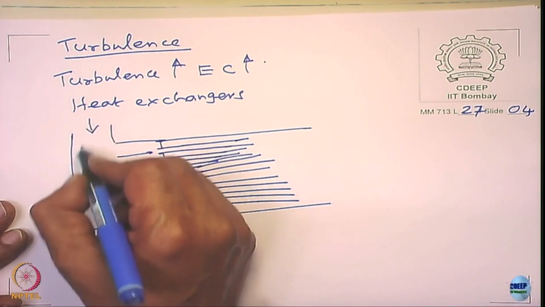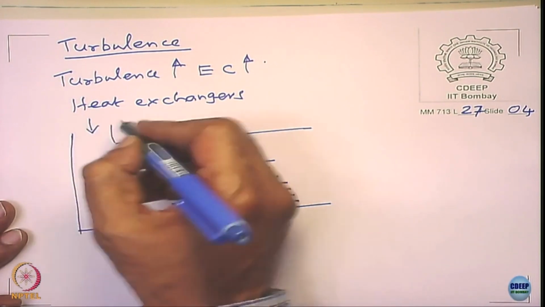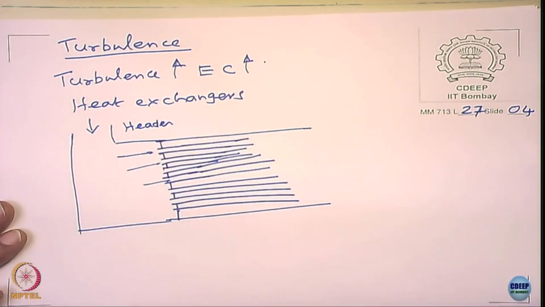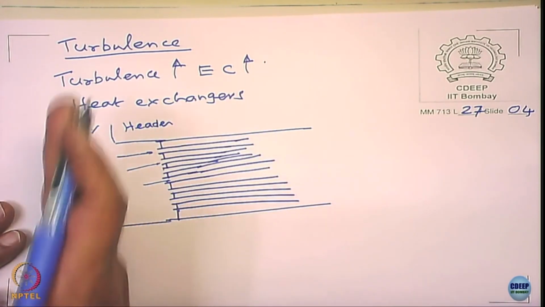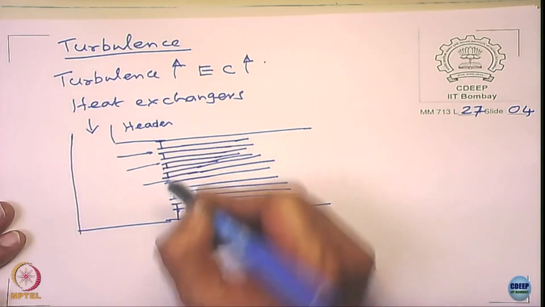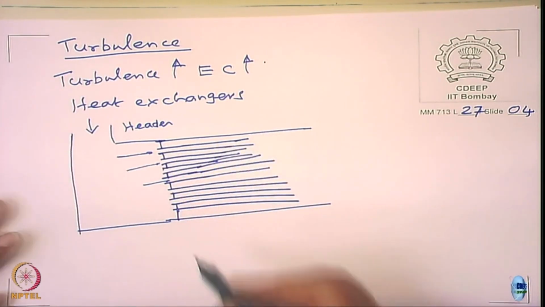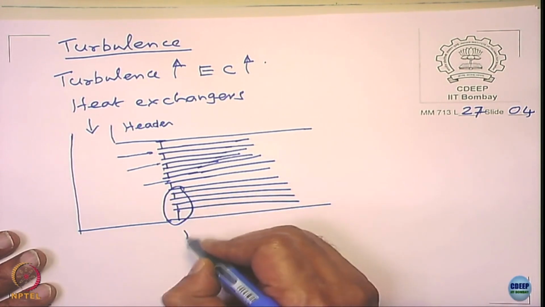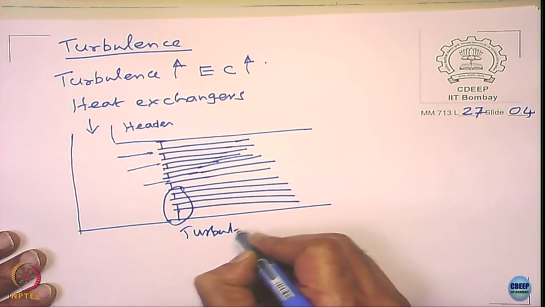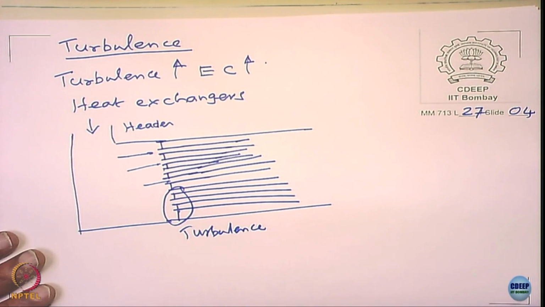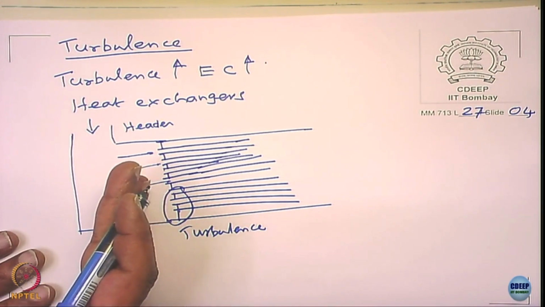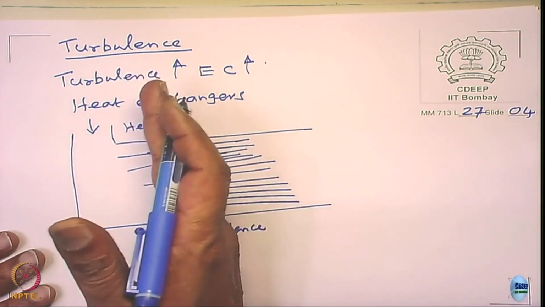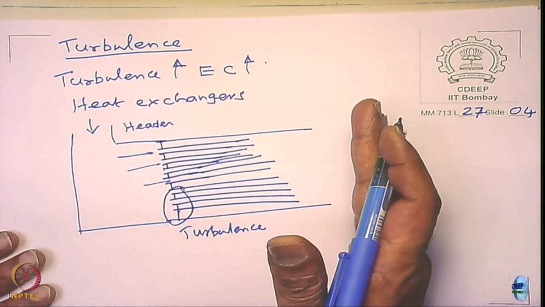So the liquid enters through the header, the shed, and there is almost a 90-degree turn as it enters. The maximum turbulence occurs at the inlet, right, and as it travels towards the inside, the degree of turbulence decreases.